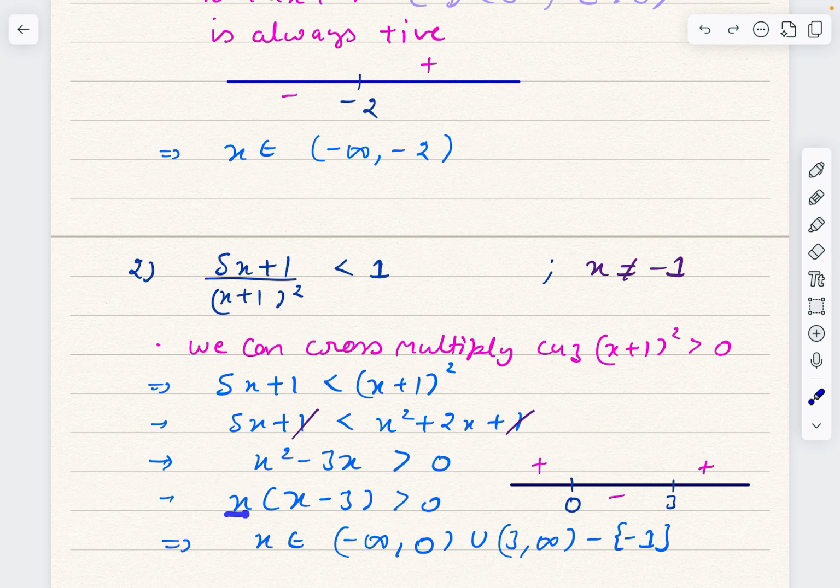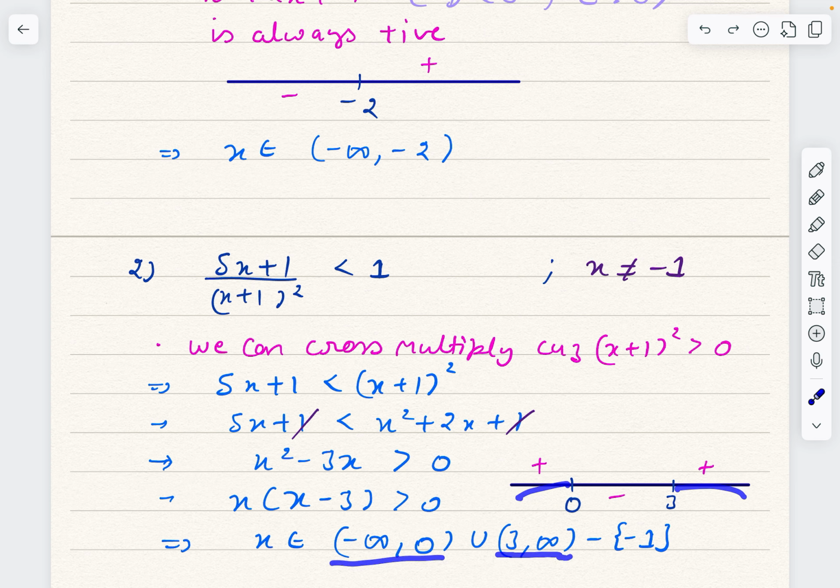This thing is also kind of a bracket for us. And this will be 0 when x is 0. So this root is 0, this root is 3. Put both the roots on the number line. Use the Wavy curve, plus minus plus. You want greater than 0. So it will be less than 0, more than 3. So minus infinity to 0, union 3 to infinity.